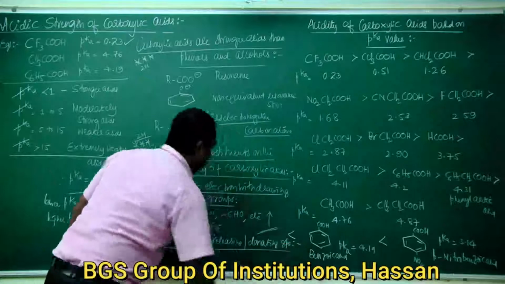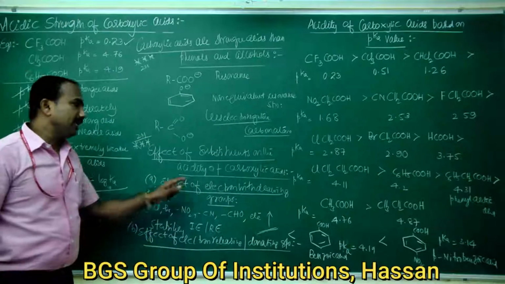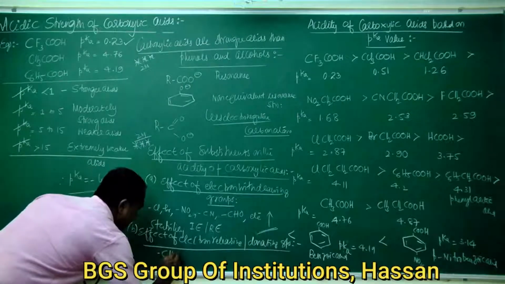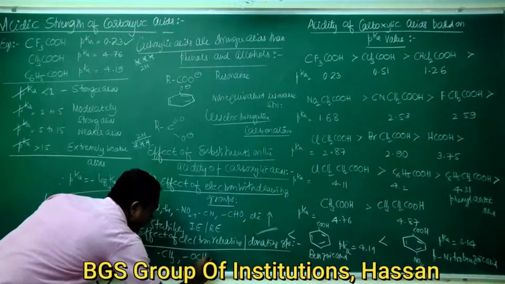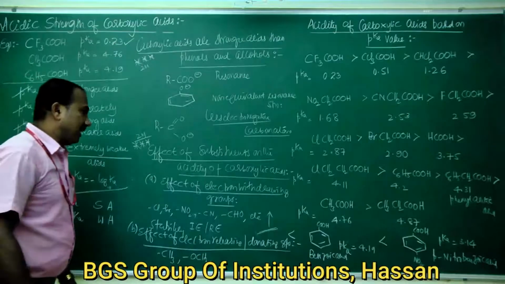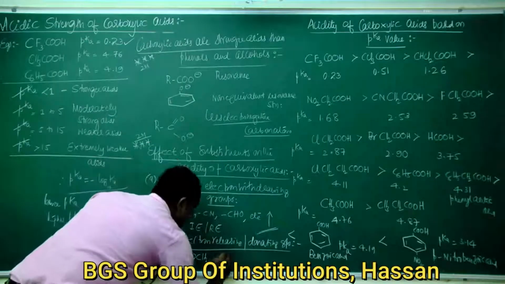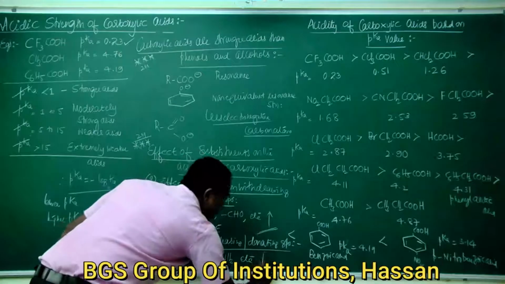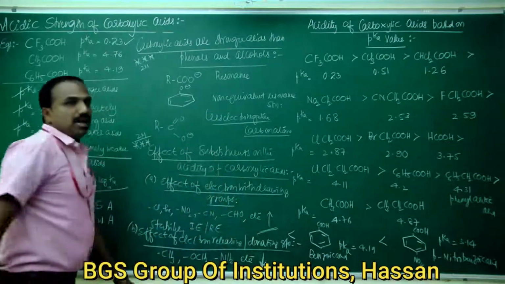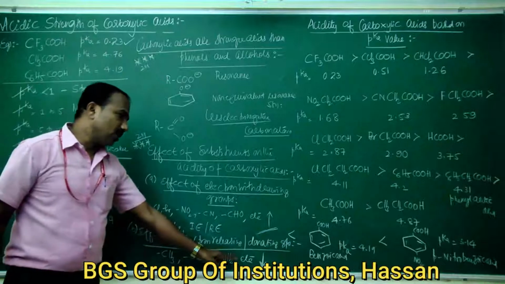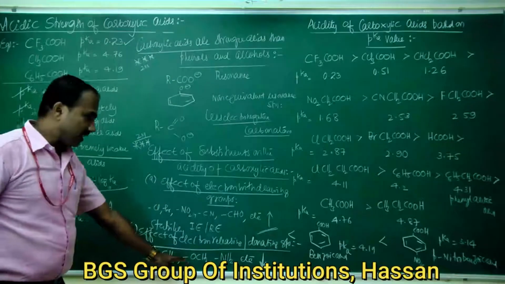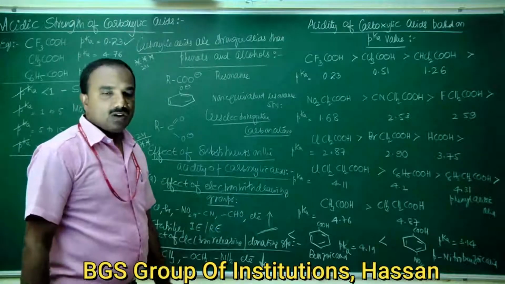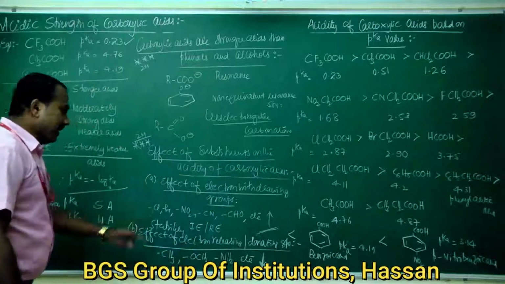So what is the effect of electron releasing or donating groups on the acidity of carboxylic acids? Electron releasing groups such as methyl, methoxy, amine, NH2 group, etc. decrease the acidity of carboxylic acids. So electron releasing groups such as methyl, methoxy, amine, etc. decrease the acidity of carboxylic acid by destabilizing.